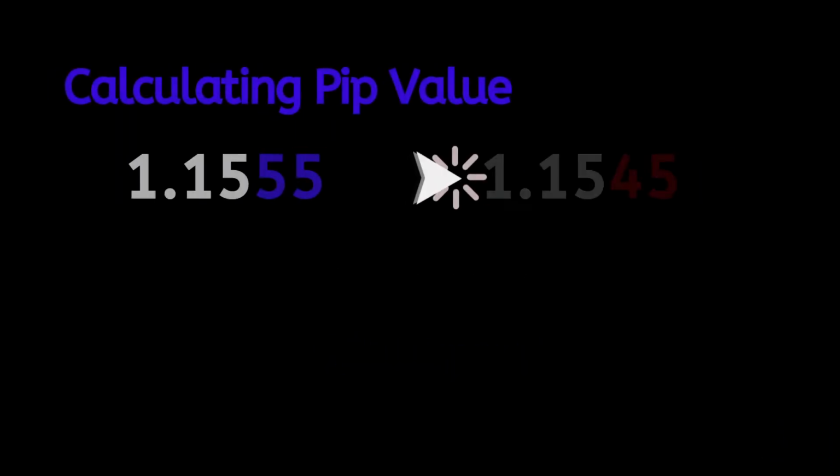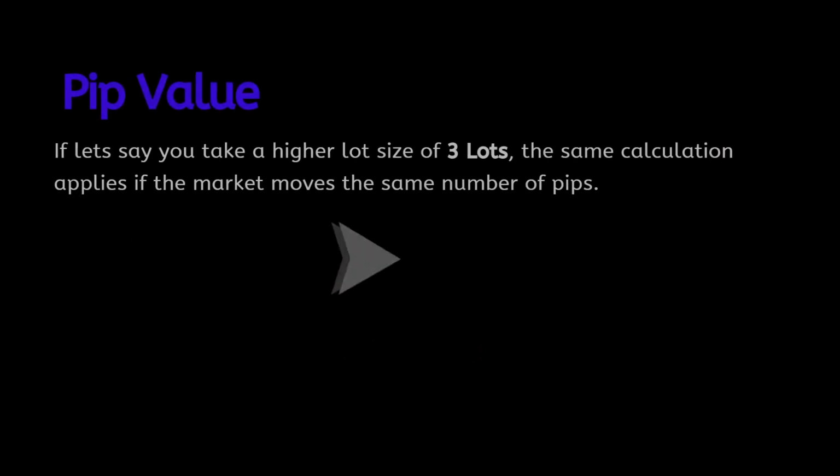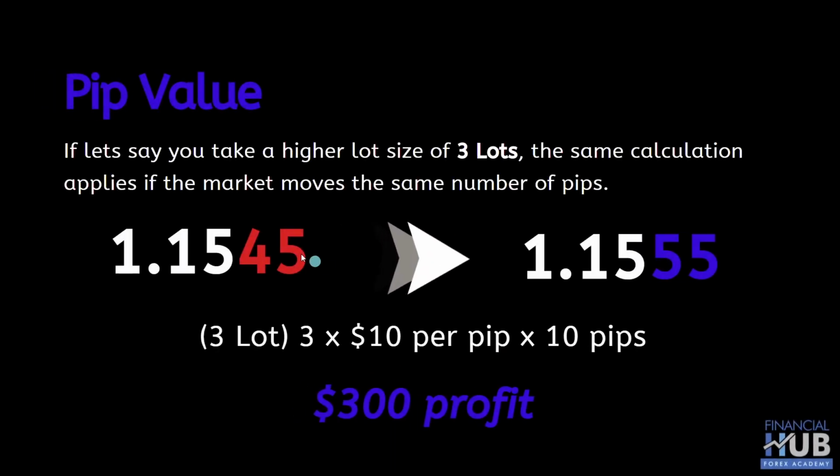And conversely, if it goes against you, market is at 1.1555 and it goes down 10 pips. Same thing, $10 per pip times 10, you get the amount of loss you can accrue in your account. So I'm sure that is loud and clear. If let's say you take a higher lot size, as compared to the others, of 3 lots, the same calculation applies if the market moves the same number of pips.